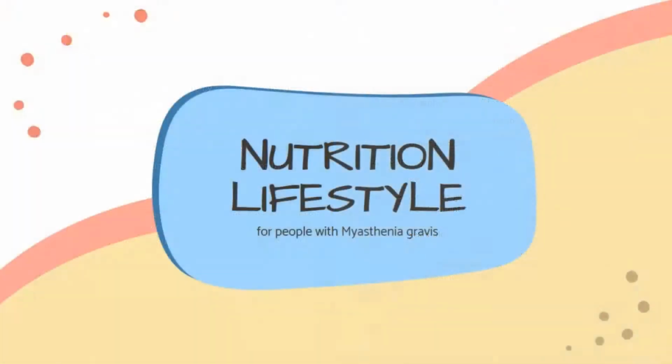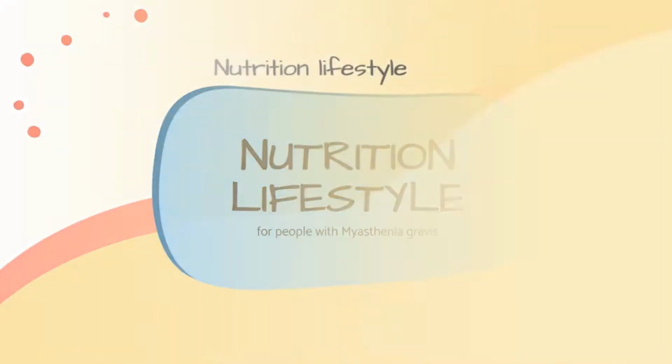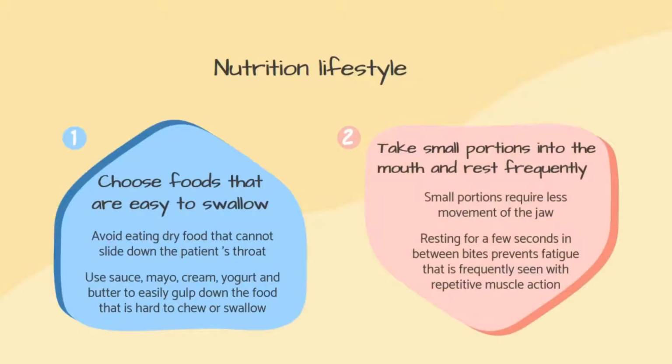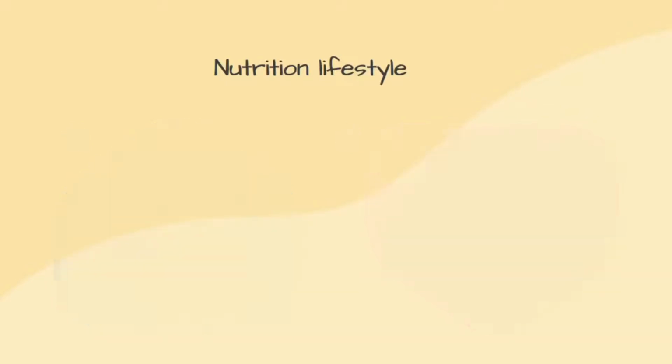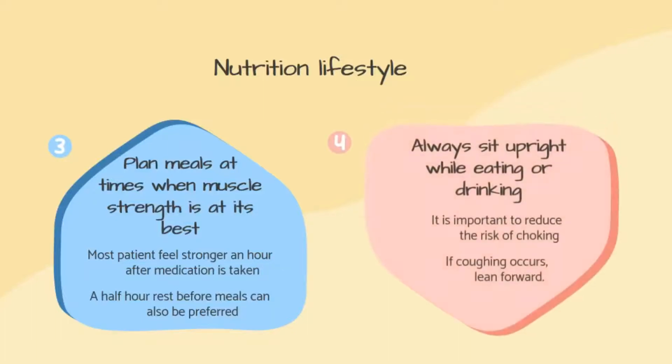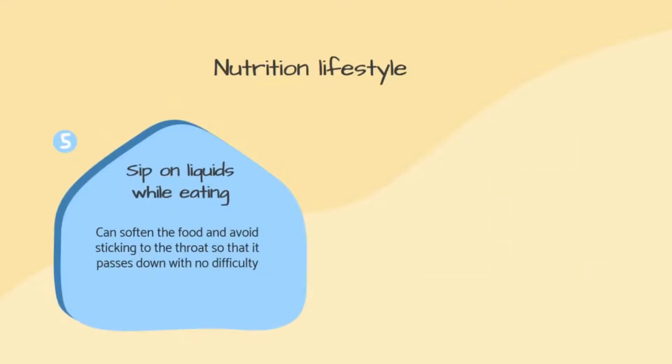Nutrition lifestyle for people with myasthenia gravis. Choose foods that are easy to swallow. Take small portions into the mouth and rest frequently. Plan meals at times when muscle strength is at its best. Always sit upright while eating or drinking. Sip on liquids while eating.